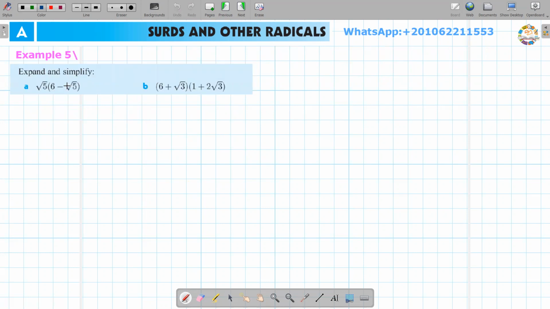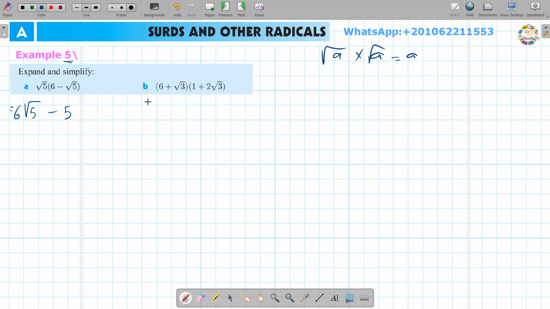What about question 5 or example 5? Here he said expand and simplify. Then here we have root 5 by 6 becomes 6 root 5 minus root 5 by root 5, it becomes 5. And this is the simplest form. Like, I think just only one step, because root 5 by root 5 becomes 5. As we talked before, root A by root A equals A, right?